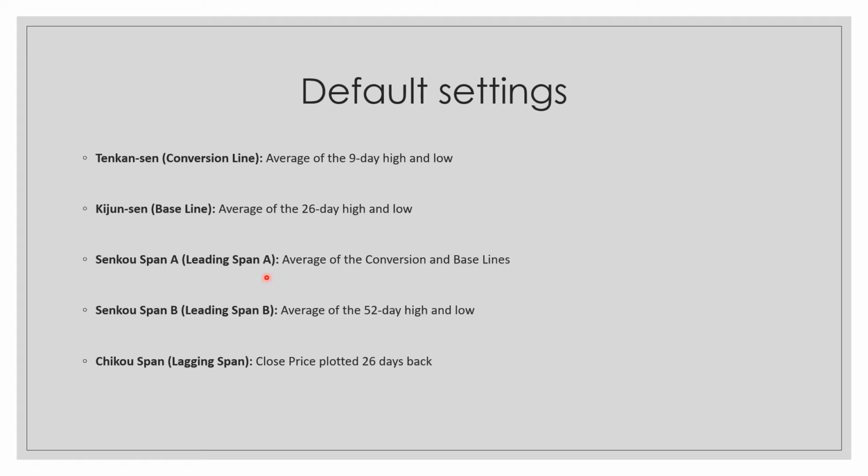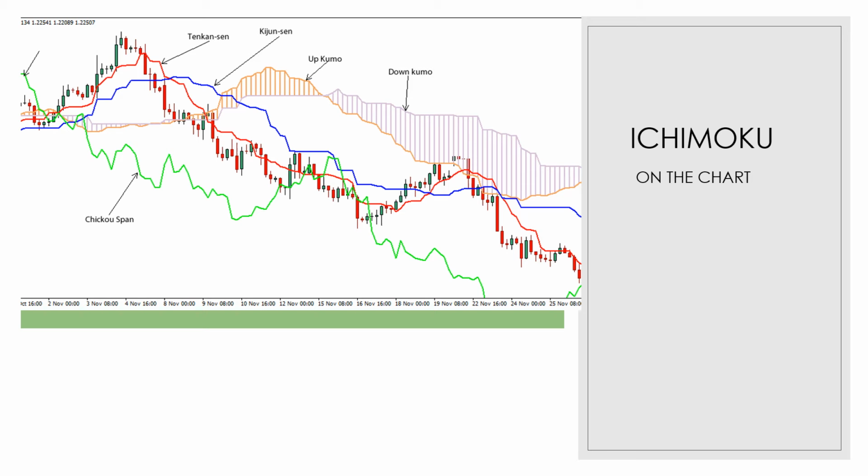Leading span A is the average of the conversion line and the baseline, and the leading span B is the average of 52 days. And the lagging span is the close price plotted 26 days back. So these are the default settings. Let's cover all of it one by one.